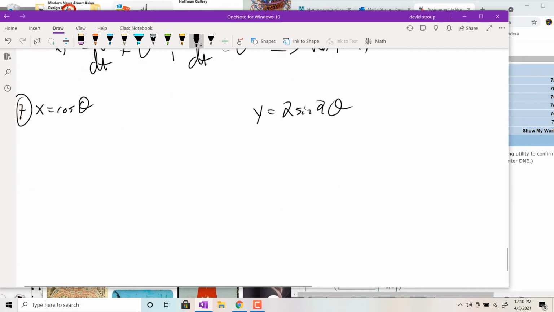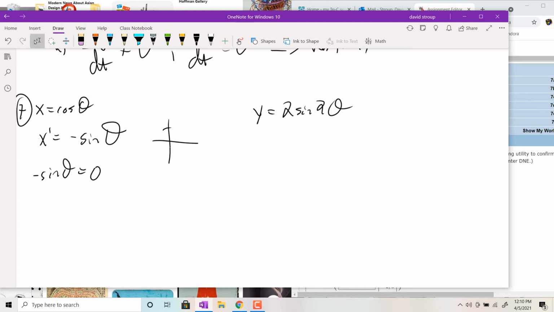Okay. So find the derivative first. So x prime is going to be negative sine of theta. And then you can set that equal to 0. On the unit circle, sine is equal to 0 at 0, pi, 2 pi, etc. So we're solving sine theta equals 0, so theta equals 0 plus 2 pi n, and then pi plus 2 pi n, but it really just turns into 0 plus pi n. So theta will be multiples of pi.